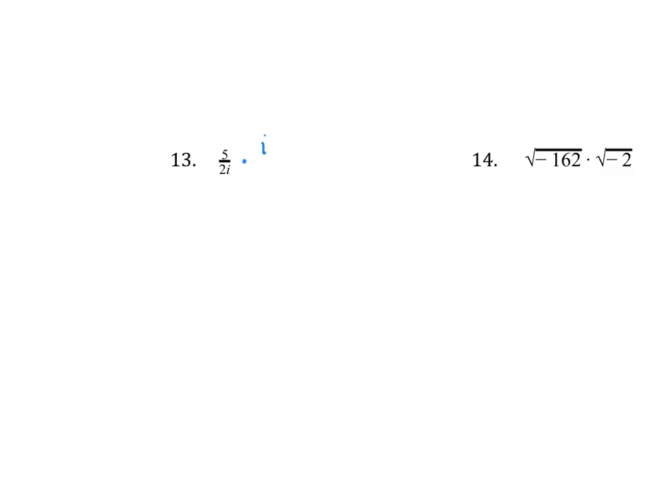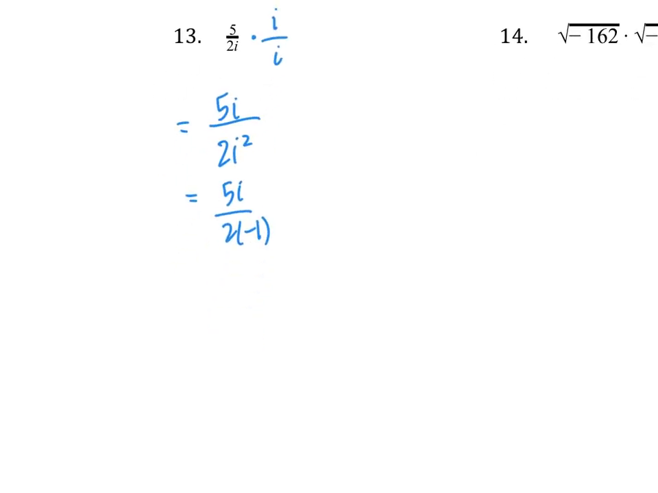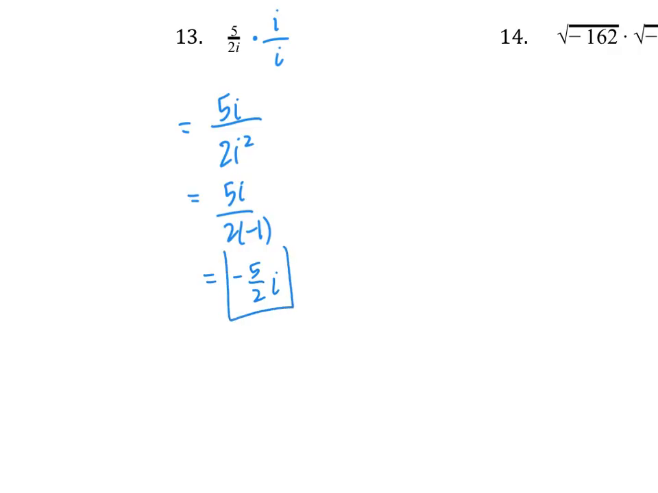So in order to do that, all I have to do is create an i squared. So I'm just going to multiply by i. That gives me 5i in the numerator, 2i squared in the denominator, which would be 5i over 2 times negative 1, because i squared is negative 1. So that would be negative 5 halves i. The i can be written out to the side like that, or it could be in the numerator as well.